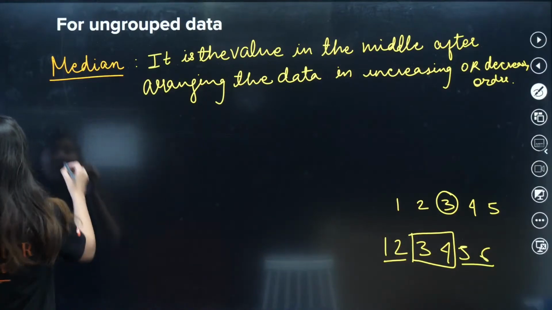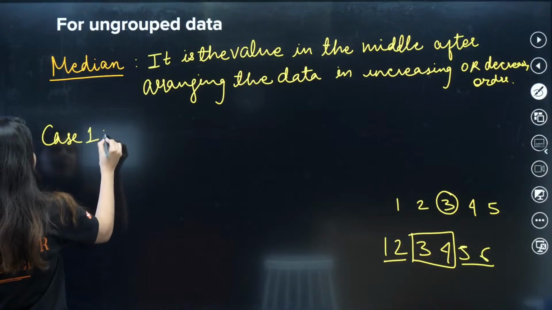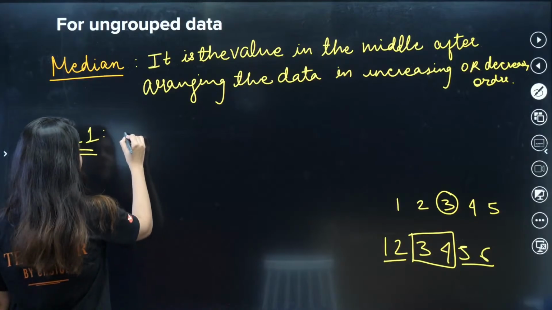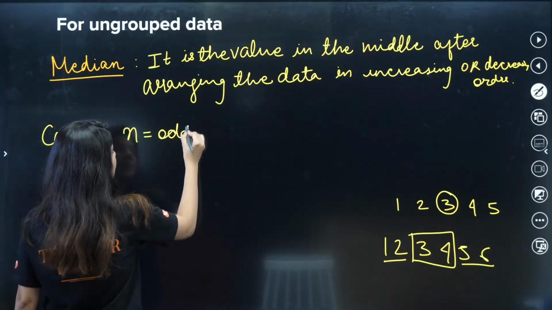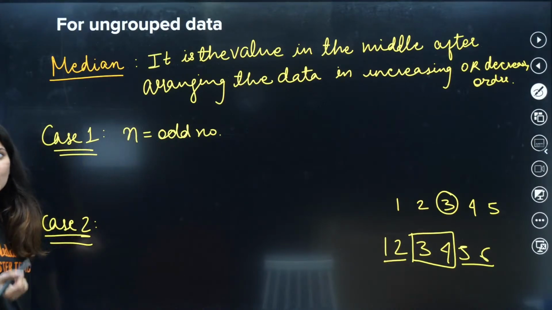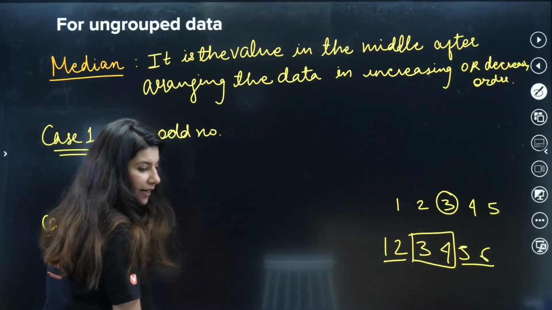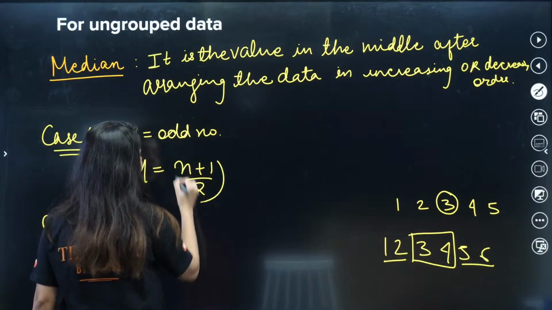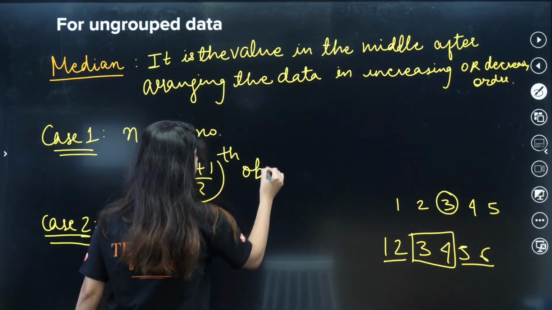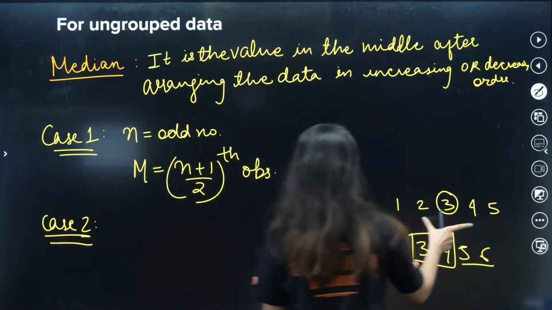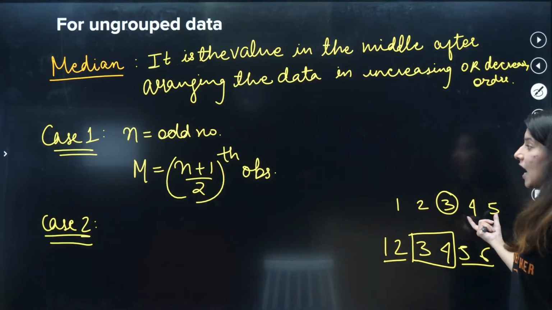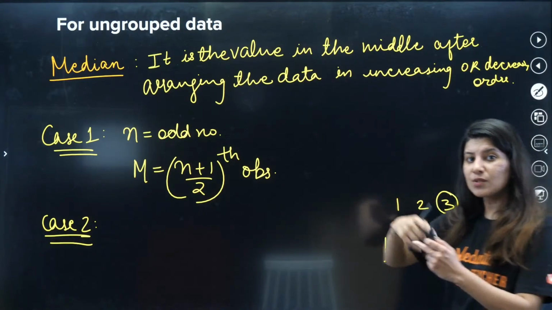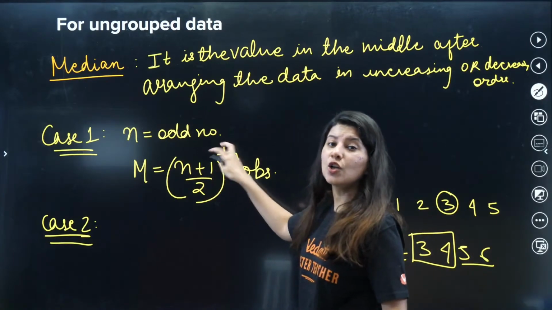So basically there are two cases to take care of while calculating the median. When n, the total number of observations, is an odd number, the median would be the (n plus 1) by 2th observation. Here n is odd, 5 observations. Add 1 to the number of observations, 5 plus 1, 6 by 2, that means the third observation.